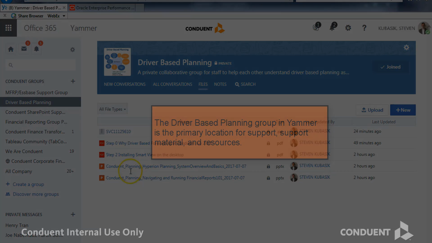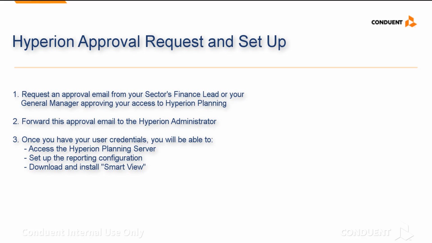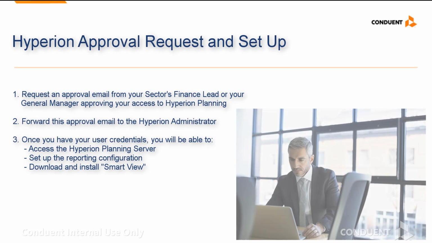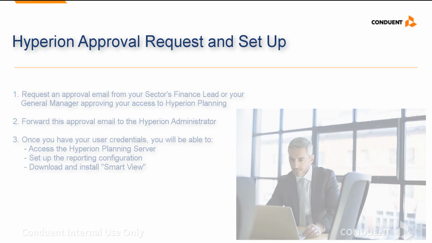Since Hyperion planning is audited, we need to document approval for everybody's access. Simply get an email from your sector's finance lead or general manager approving your access to Hyperion planning. You can then forward that email to the Hyperion administrator, and they will take the necessary steps to create your user ID. Once you have your user ID, you will be able to connect to the Hyperion planning server, set up your reporting configuration, and download and install SmartView.